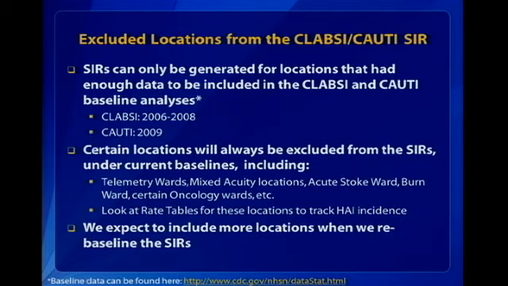And this is because the SIRs can only be generated for those locations that we had enough data during the baseline analyses to include in our aggregate pool. So certain locations will always be excluded from our current SIRs using our current baselines. And this includes telemetry wards, mixed acuity locations, acute stroke wards, burn wards, and some of the oncology wards. We recommend, if you are reporting data in these locations, to look at the rate tables to track internal HAI incidents in these locations. And just to note that we do expect to include more locations when we rebaseline these SIRs.